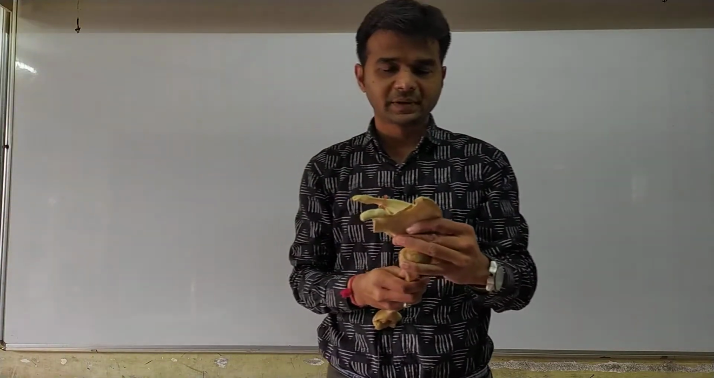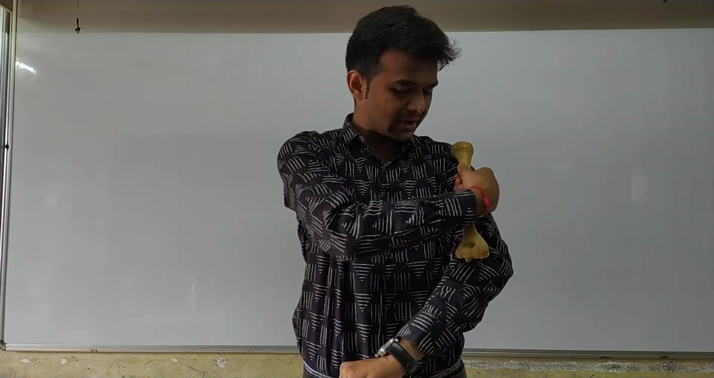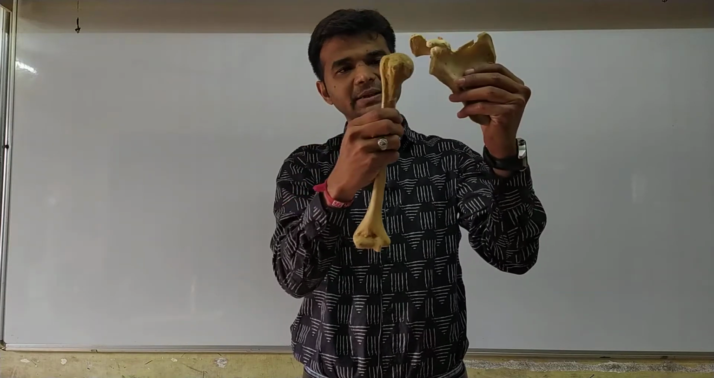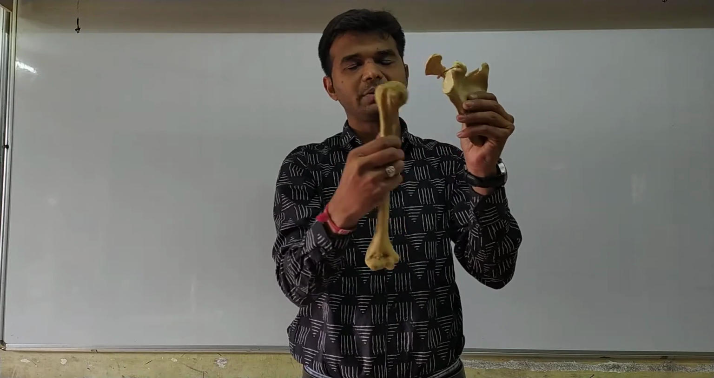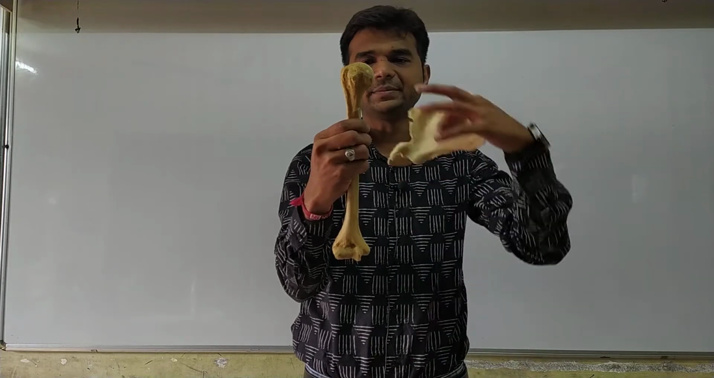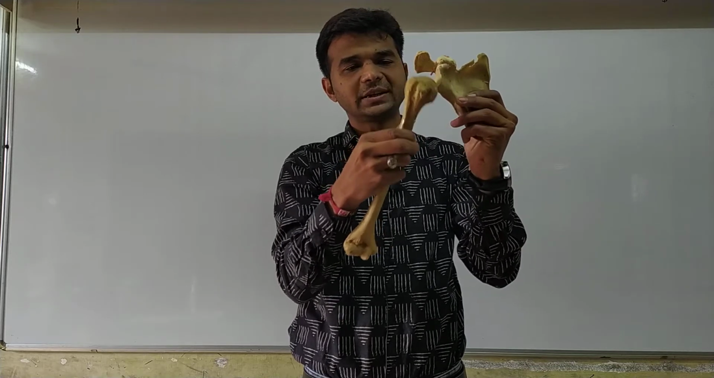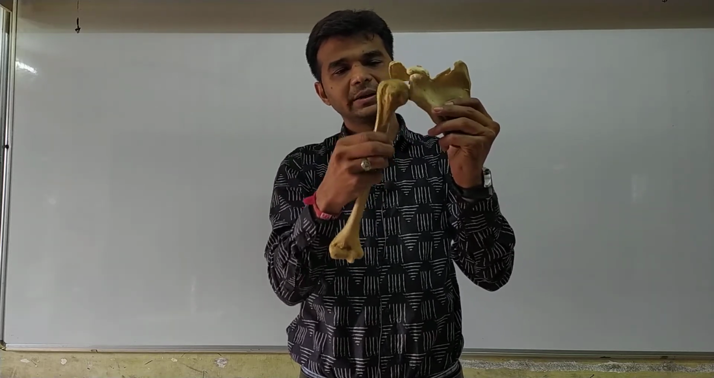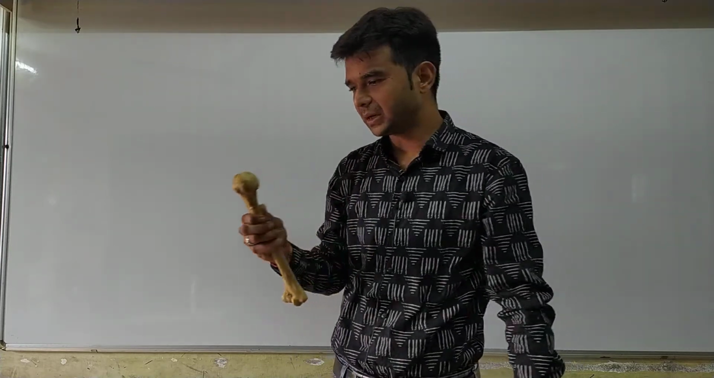Just with the glenoid cavity, this is the humerus, this is the arm bone. So humerus is connected to the scapula and forms the shoulder joint, but if you carefully see, the head of the humerus is very much larger, but the cavity is very shallow, so chances of dislocation are more. So this is the humerus, the arm bone.